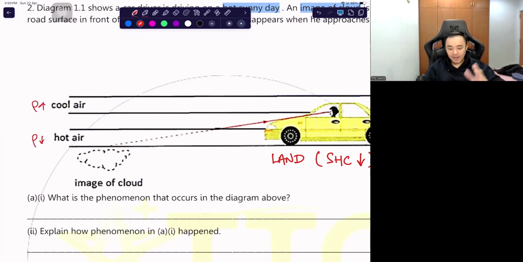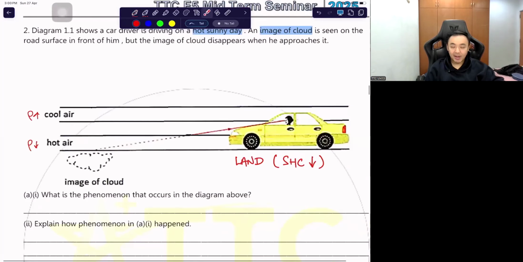Follow? Okay. Now, this is the image of the cloud. Where do you think the real cloud is? Do you have cloud on the floor? No, right? So where's the real cloud? It should be in the sky here, right? There you go. So you see, I've got to draw first, later you draw. Okay, now this is the cloud.